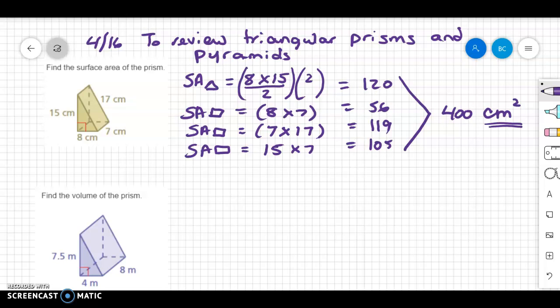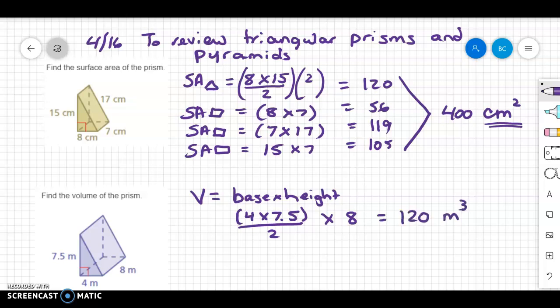On this next problem, I want to find the volume of the prism. So I know that my volume is going to be my base times my height, and my base is going to be the triangle. So this is where a lot of people are making mistakes with the volume. My base is going to be 4 times 7.5, because that's the triangle, those 2 sides that form the right angle, divided by 2. So I have to find that triangle, and then I multiply times 8. And then I get out my magic calculator, and I find my answer is 120 meters cubed.